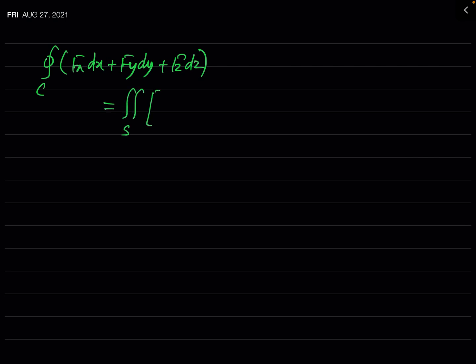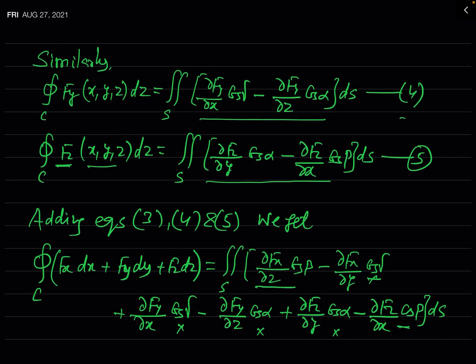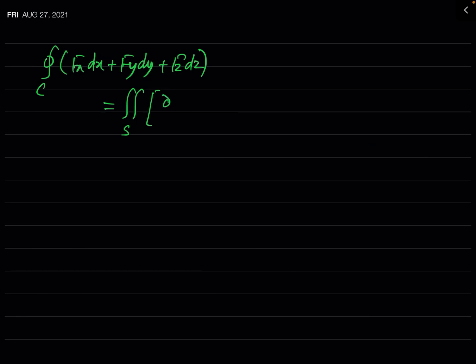After doing this simple algebra, you can see that the integral along the closed curve C of fx dx plus fy dy plus fz dz will be equal to the integral over s. Now see, in the first term we will first of all take this cos alpha as a common factor. So this will be del fz by del y minus del fy by del z, times cos alpha.